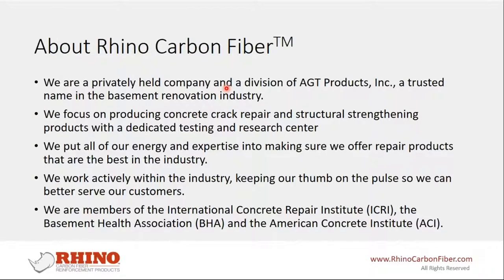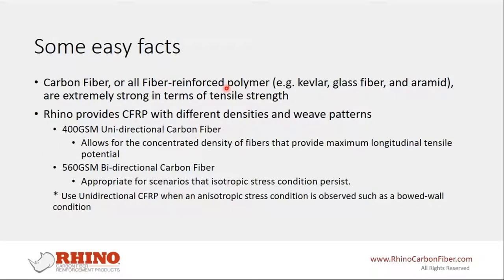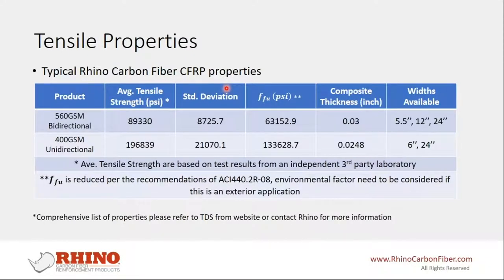And then a little bit of introduction about our company and our carbon fiber product line. We have basically 400 GSM unidirectional carbon fiber and 560 bidirectional carbon fiber. Those two types are the major carbon fiber we sell for residential projects. And this is the tensile strength. You don't have to worry about it if you're just doing a residential project, because we have all the instructions in the kit. You just open up the kit and find out the best spacing between straps. You don't have to worry about those numbers. Everything has been designed.